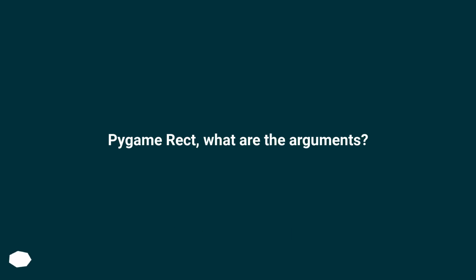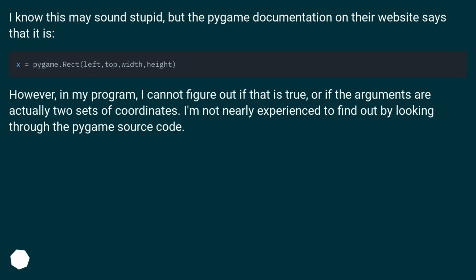Pygame Rect, what are the arguments? I know this may sound stupid, but the Pygame documentation on their website says that it is. However, in my program, I cannot figure out if that is true, or if the arguments are actually two sets of coordinates. I'm not nearly experienced enough to find out by looking through the Pygame source code.